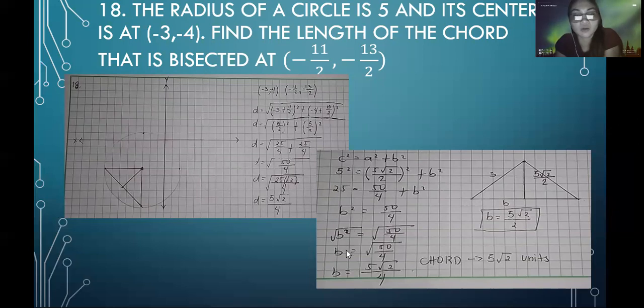So the value of b is equal to 5 square root of 2 over 2. So the length of a chord that is bisected at negative 11 over 2 and negative 13 over 2 is 5 square root of 2 units.